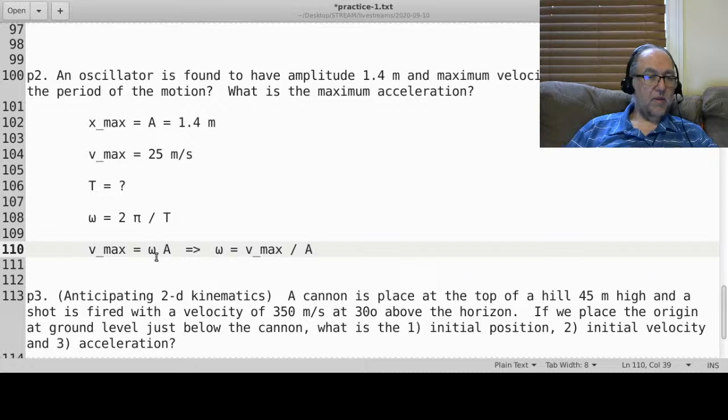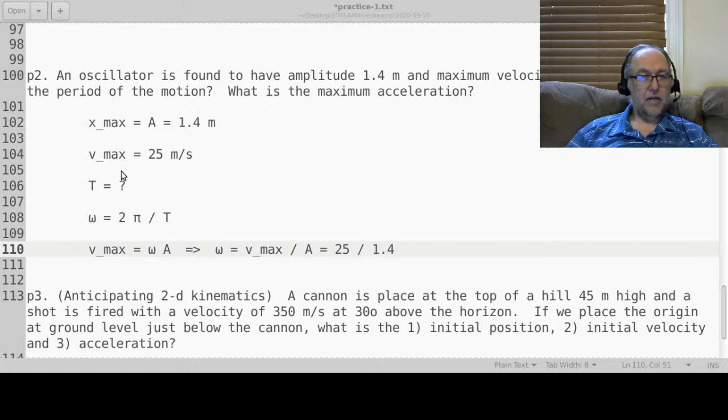So Vmax is equal to omega times A. Divide both sides by A. The A cancels from this side, isolating the omega, and on the other side you'll have Vmax divided by A. Just plug in the numbers: 25 divided by A, which is 1.4. Let me work that out very quickly. 25 divided by 1.4.